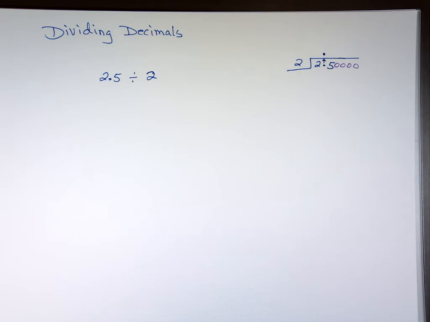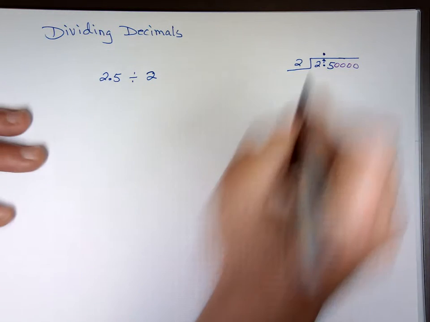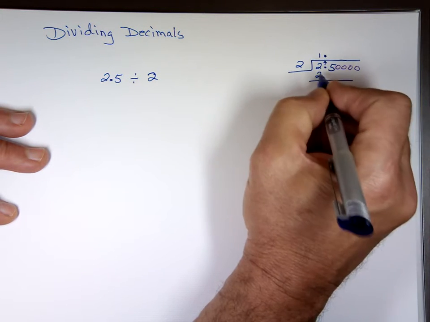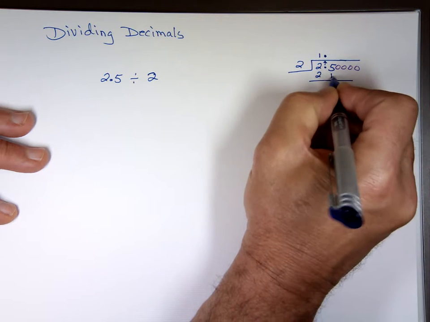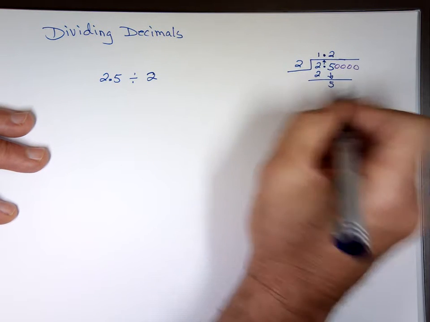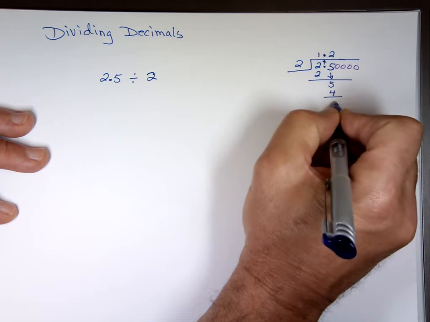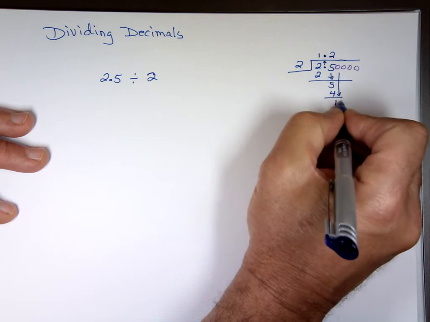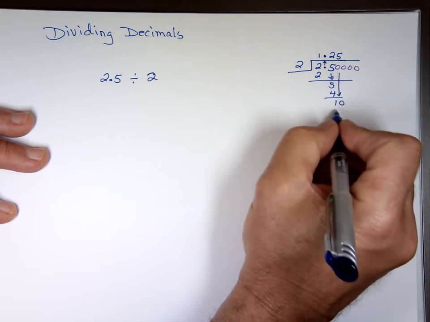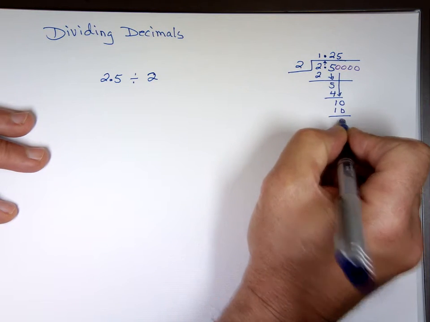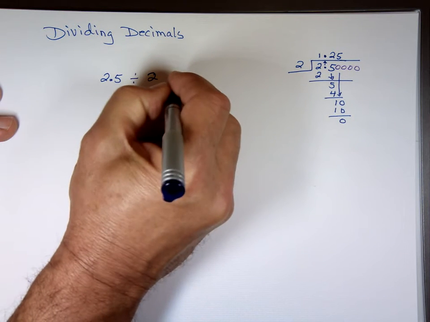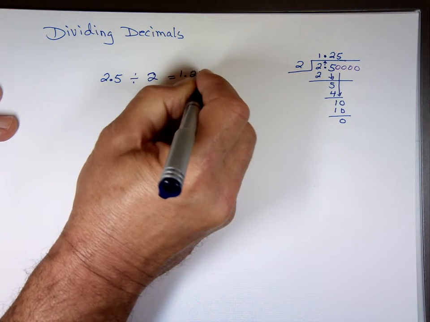What is 2 divided by 2? 1. 1 times 2? 2. Remainder is 0. Bring the 5 down. What's 5 divided by 2? 2. 2 times 2? 4. The remainder is 1. Bring that 0 down. That becomes a 10. 10 divided by 2? 5. 5 times 2? 10. Once the remainder is 0, you are done. So the answer to that is 1.25.